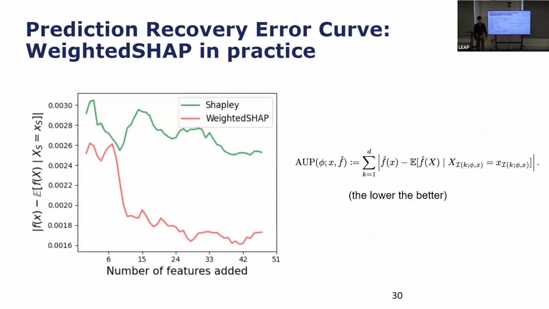And then finally we use weighted SHAP. The difference is that there's a metric the weighted SHAP paper proposes, which is the area under the prediction recovery error curve, or AUP. It sums up the absolute value of the difference between F hat, the prediction, minus the conditional expectation, the second expression there. The lower the better. We see that weighted SHAP, as we add more features to the model, performs increasingly better than Shapley, even though it started better as well.